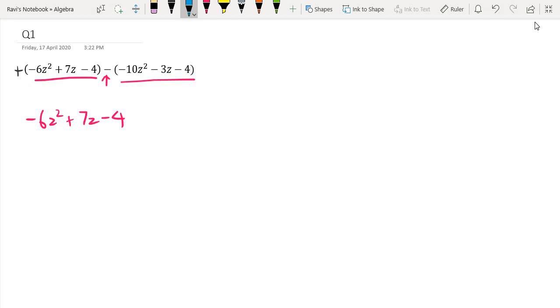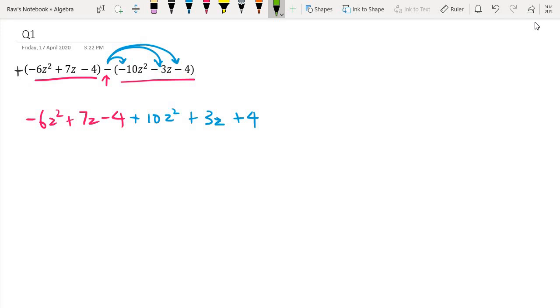So the first multiplication here will be the negative and this negative. So negative and negative will become a positive. So 10z square, this negative and this negative will become positive 3z, okay? And this negative will also become positive, plus 4. All right, now that we have done this, we can group the terms together based on whether they are z square, z or constant.